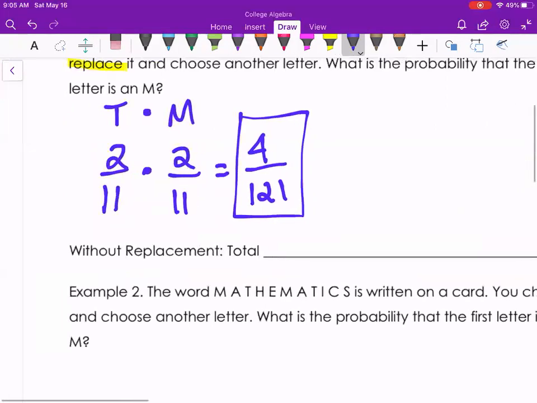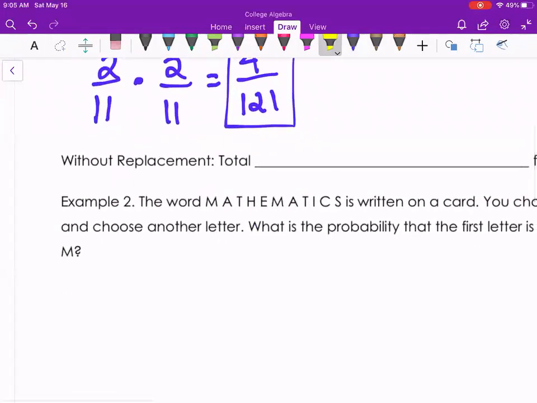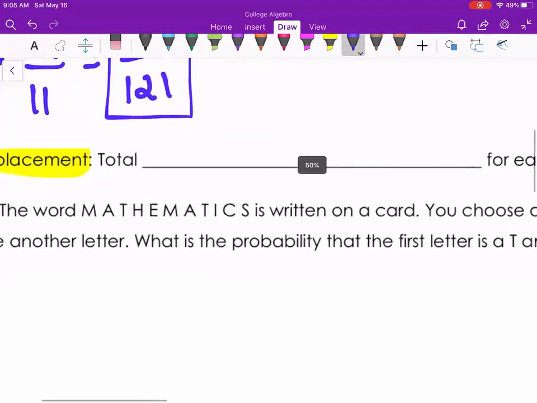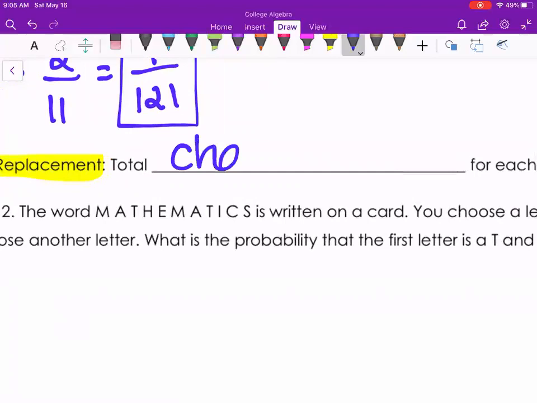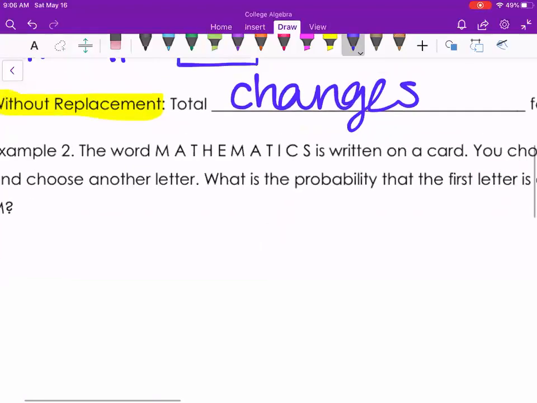Let's try the new one today, which is now without replacement, meaning you do not put it back. If you keep something or you don't put it back, you don't replace it, this time your total changes for each event. So same question, but this time you're going to keep the T. You're not putting it back. There's still 11 letters, so the probability of a T is 2 out of 11 times the probability of an M.